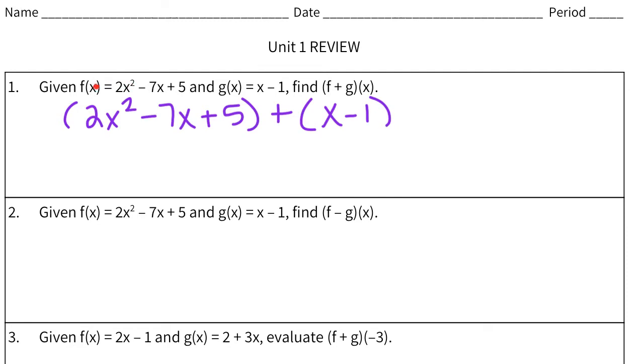So this is the only term that has x squared, so that's going to stay the same. Then I have two terms that have x's. I have minus 7 and plus 1, so that would give me minus 6x. And then I have two terms that are constant. I have a plus 5 and a minus 1, which gives me plus 4.